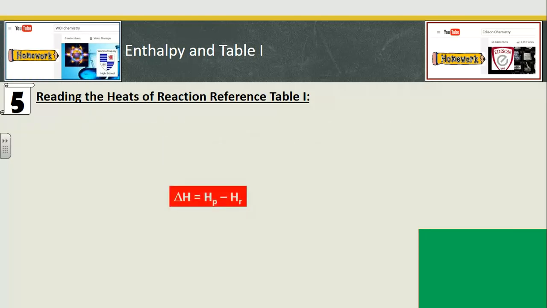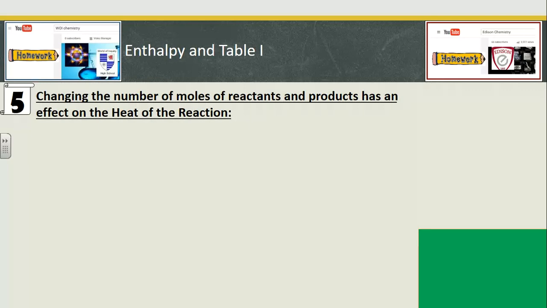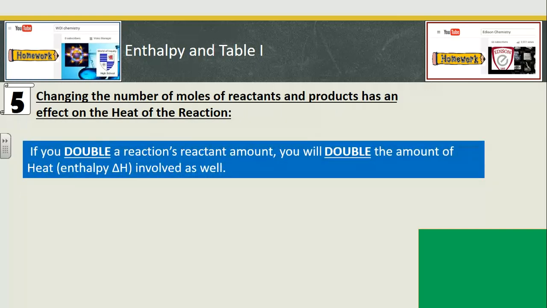And so delta H is typically determined as heat of the products minus the heat of the reactants. The magnitude tells us how much energy is involved. The sign of that delta H means that it's either being released or absorbed. Okay? So changing the number of moles of reactants and products has an effect on the heat of a reaction. For example, if a reaction is written a certain way and we double the amounts, you're going to double the amount of heat that is involved as well.